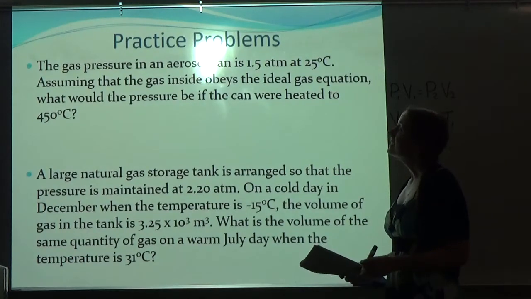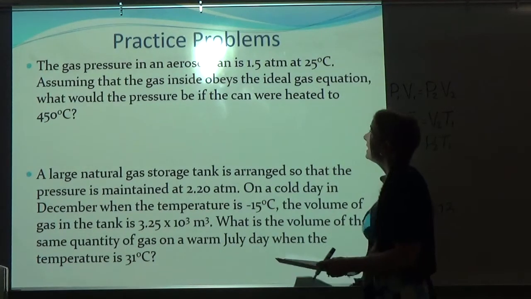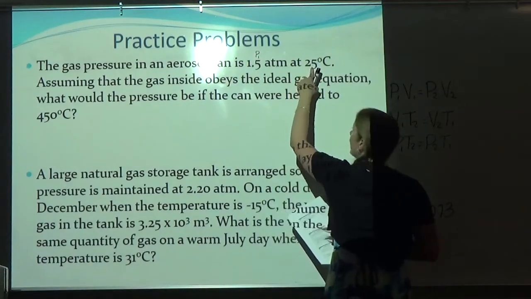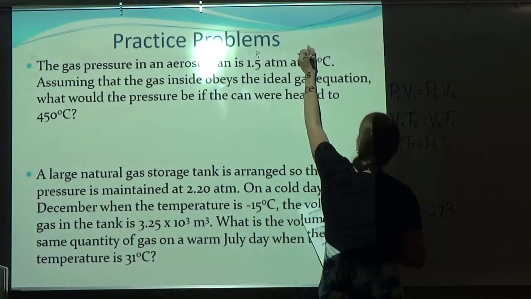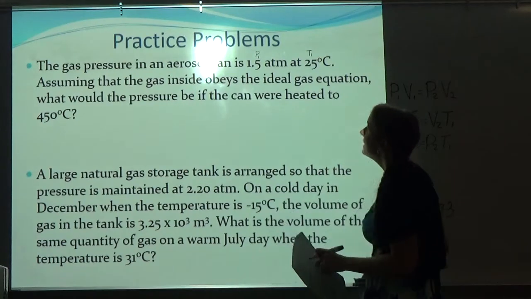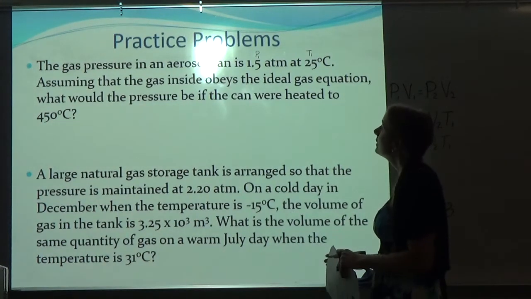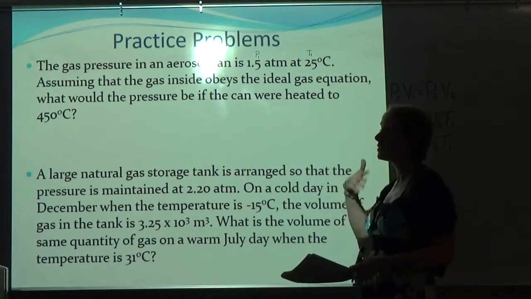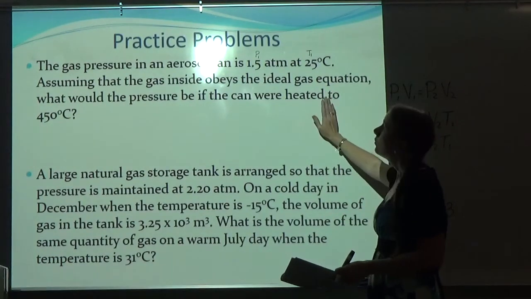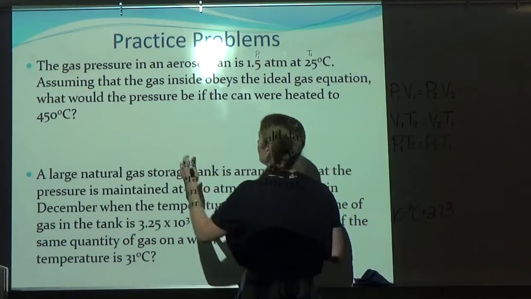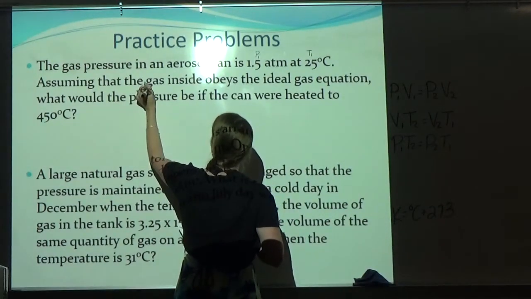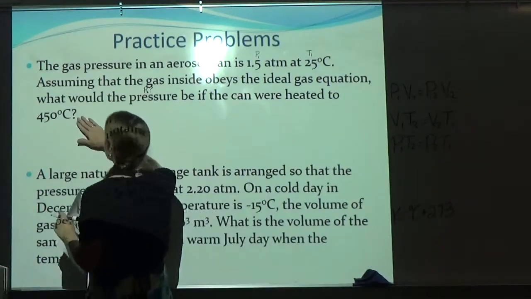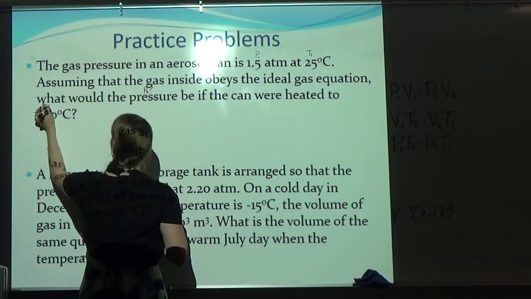All right, so it says the gas pressure in an aerosol can is 1.5 atm. So there's my P1 at 25 degrees Celsius. So here's my T1. Assuming the gas inside obeys the ideal gas equation, that just means it's following the laws that we have, like Boyle's law, Charles' law, all that. What would the pressure be, so there's my P2 that I'm looking for, if the can were heated to 450 degrees Celsius? So there's my T2.